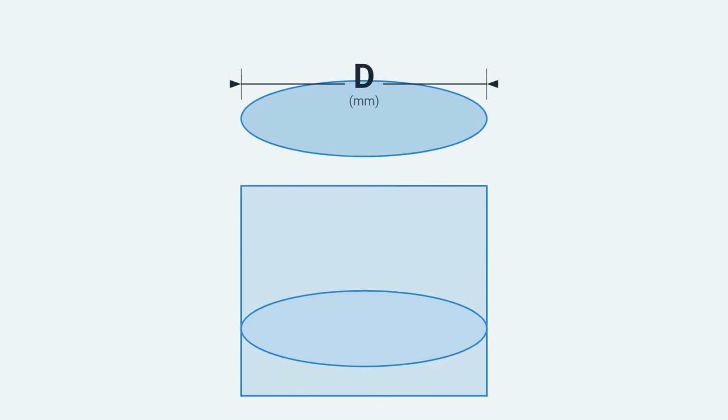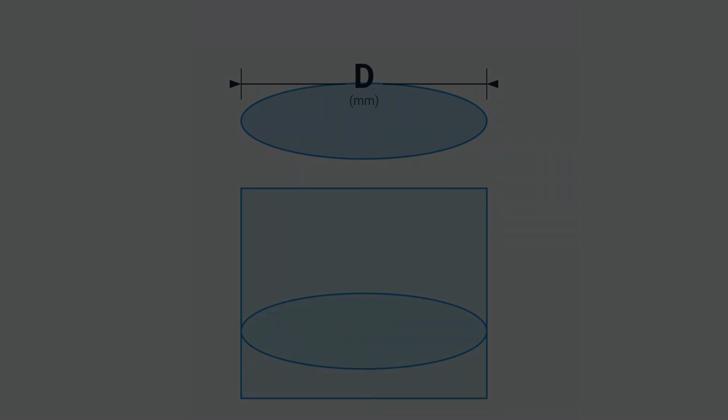Next, enter your internal pressure in MPa. This is the pressure inside your vessel. Then input the diameter in millimeters. This is the vessel's internal diameter. Finally, enter the wall thickness in millimeters.